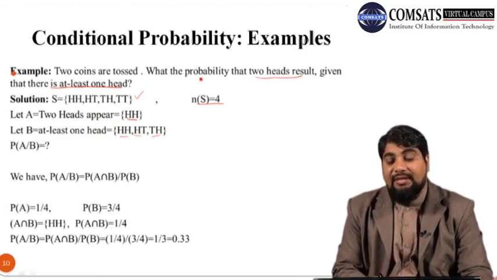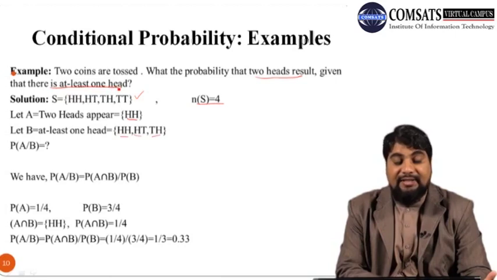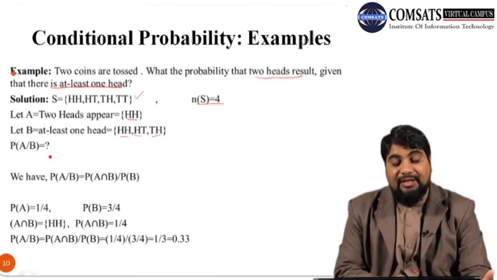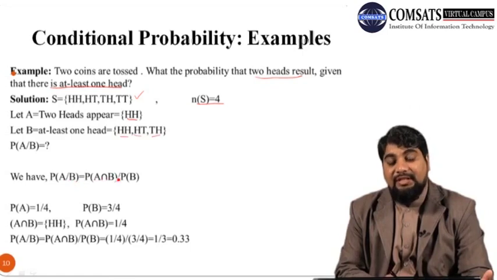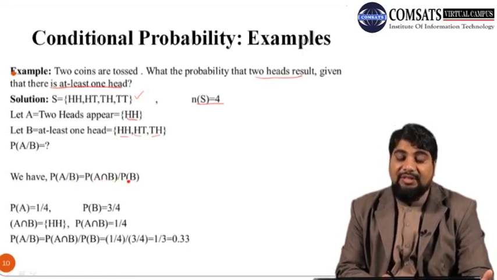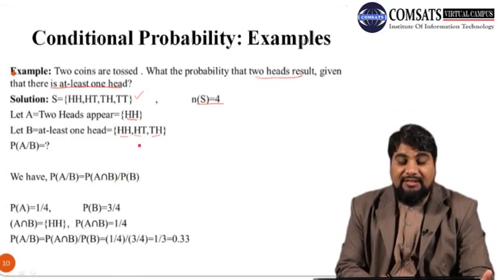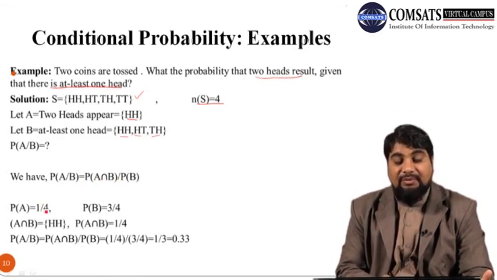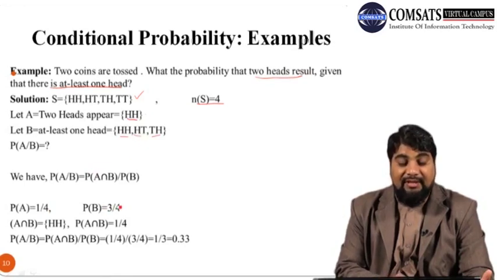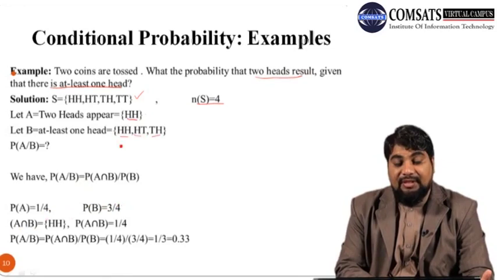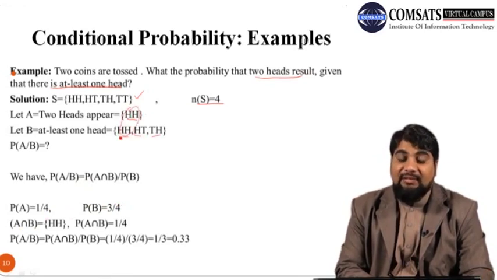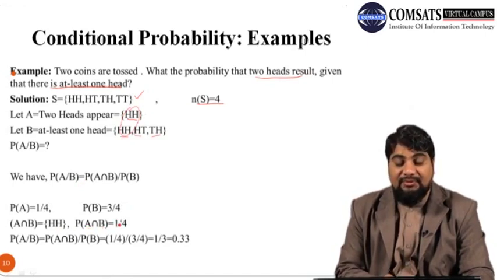We want to find the probability that two heads result given that there is at least one head. It means A given B. So the probability of A given B is our required task. We know that the probability of A given B is the probability of A intersection B over the probability of B. Probability of A is 1 out of 4, probability of B is 3 out of 4, and we calculate their intersection. You can see that this one event is common to both A and B. So the probability of A intersection B is 1 out of 4.